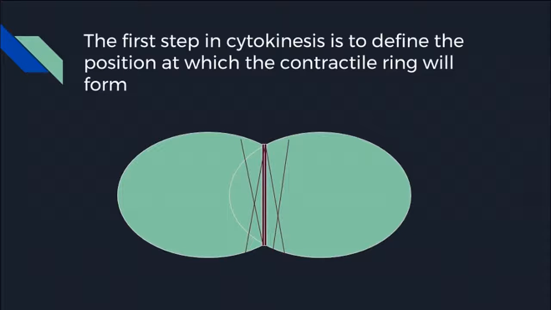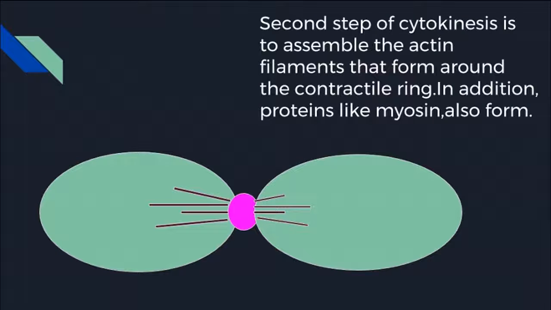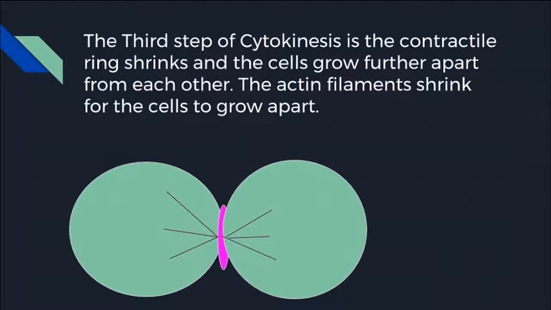The first step in cytokinesis is to define the position at which the contractile ring will form. The second step of cytokinesis is to assemble the actin filaments that form around the contractile ring. In addition, proteins like myosin also form. The third step of cytokinesis is that the contractile ring shrinks and the cells grow further apart from each other. The actin filament shrinks for the cells to grow apart.